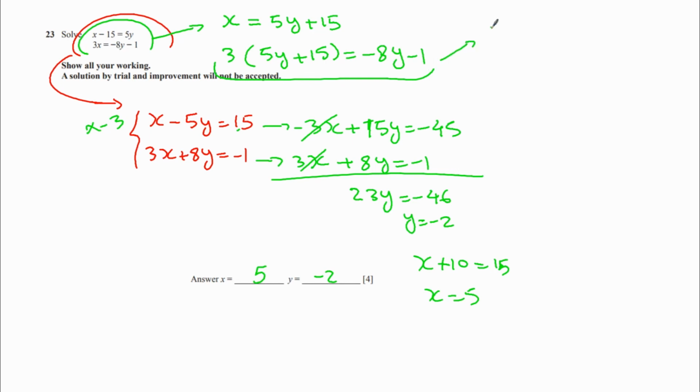I just need to expand this. So this will be 15y plus 45 equals minus 8y minus 1. I would minus 45 and plus 8y, so that would be 23y equal to minus 46, and y would be equal to minus 2. And the rest is the same. We just replace minus 2 and find out x equals 5. So we could do either way to solve this simultaneous equation.